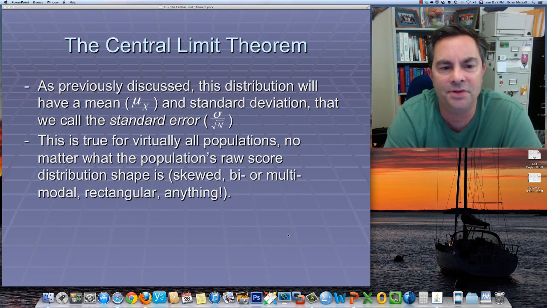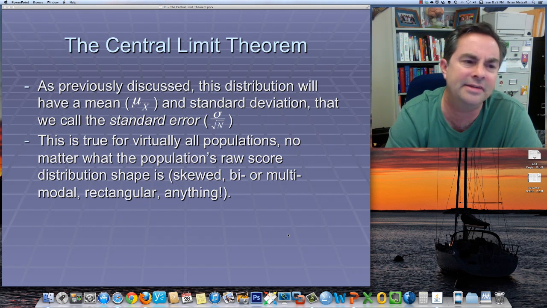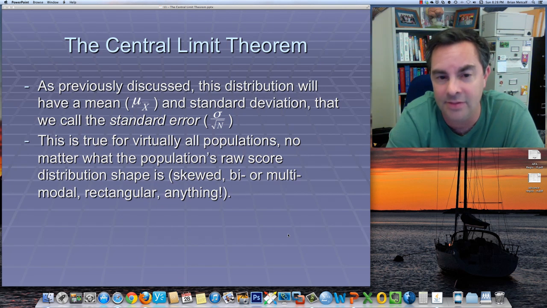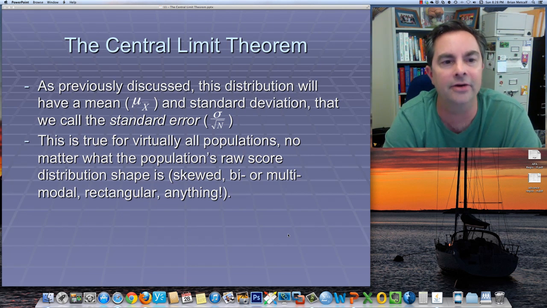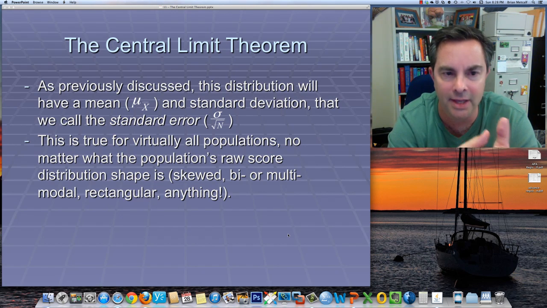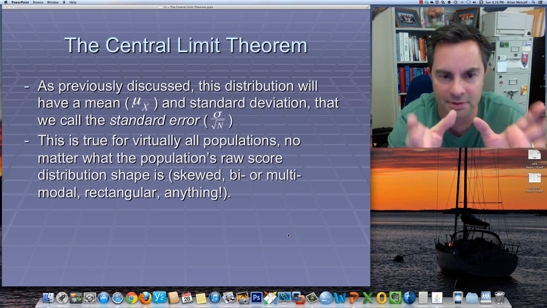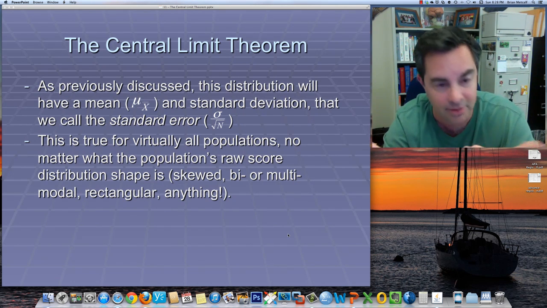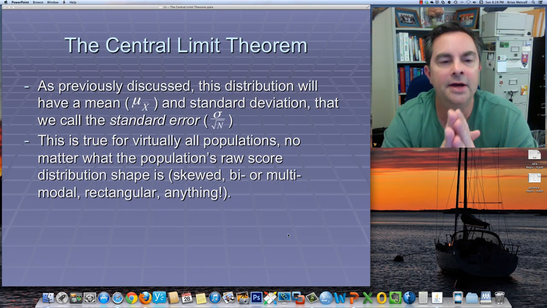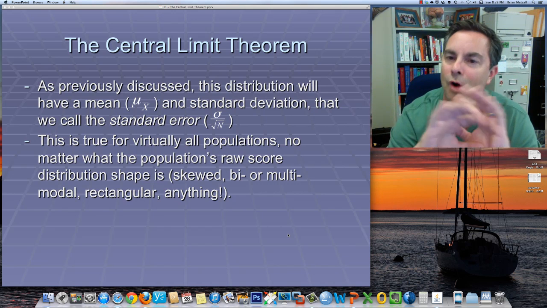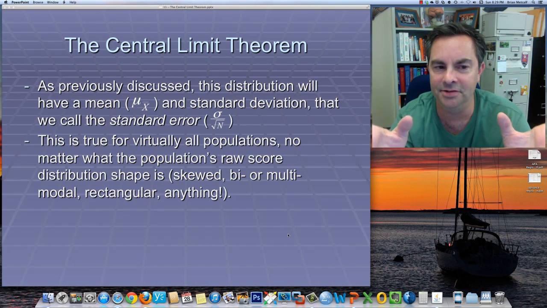Okay, now, what does it have to do with things like the standard error of the mean? Last time, in the sampling distributions video, I introduced the standard error of the mean. As previously discussed there, a sampling distribution has a mean of means. All of those means collectively have a mean that we call the mean of means. And that mean of means will always be equal to whatever the raw score population mean is. So that's a good thing.